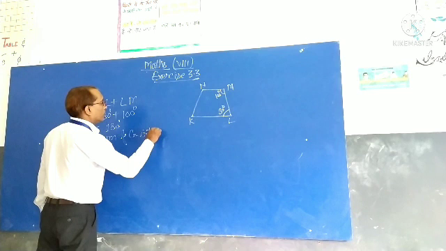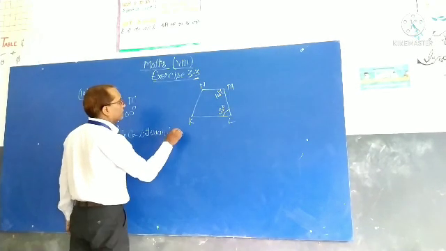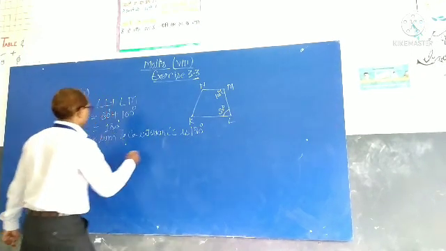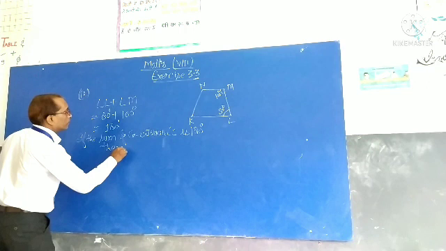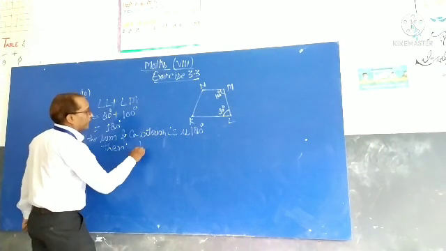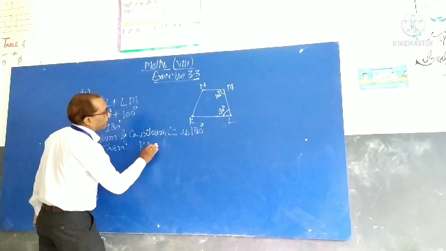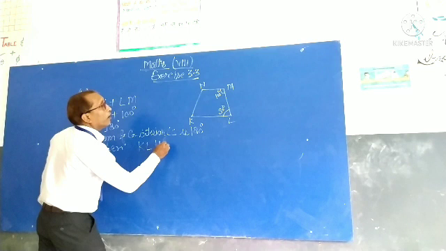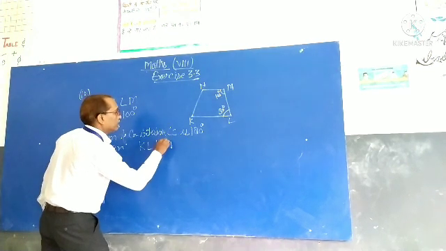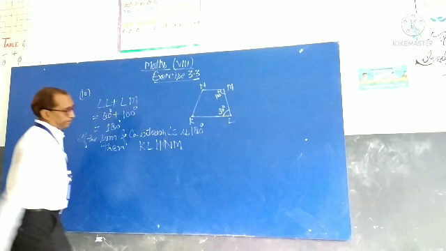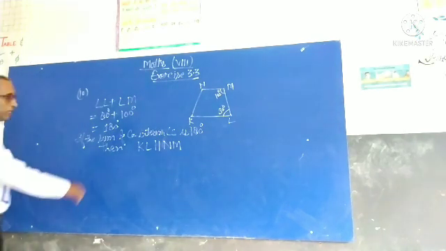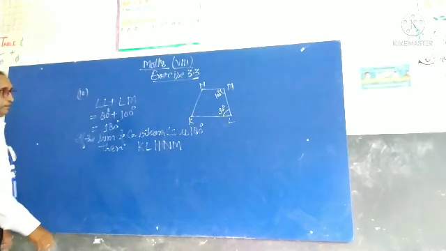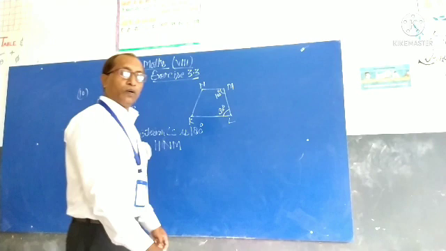If the sum of co-interior angles is 180 degree, then KL is parallel to NM. If the sum of co-interior angle is 180 degree, then KL is parallel to NM. Okay.